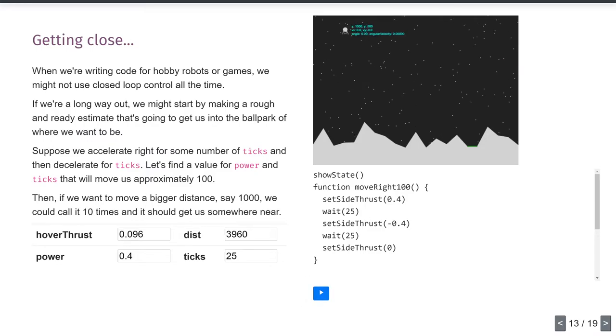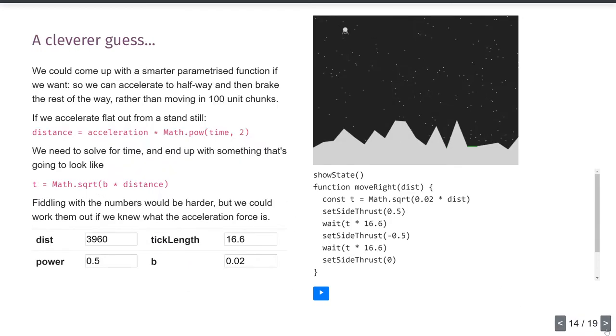Okay, if this is some parameterized guess, one of the things we could do is make a better guess. So if I was to go, you know what, this is Newtonian physics. Speed is distance over time. Velocity is acceleration times time. And if we work it out, then if we accelerate from a standstill, distance is, and sorry, there's a little mistake in there, distance is a half acceleration times time squared. I'll fix that on the slide. Sorry, it will be wrong in the video.